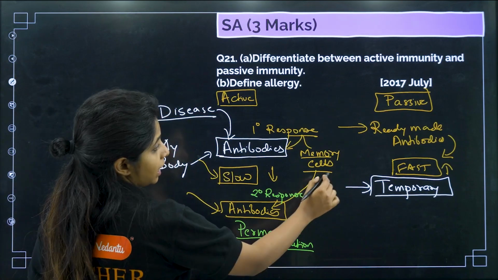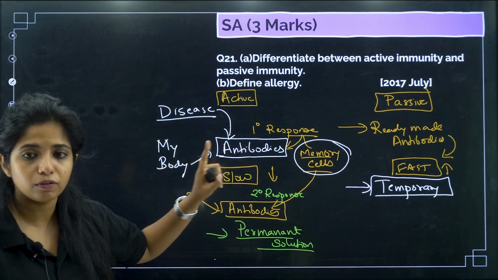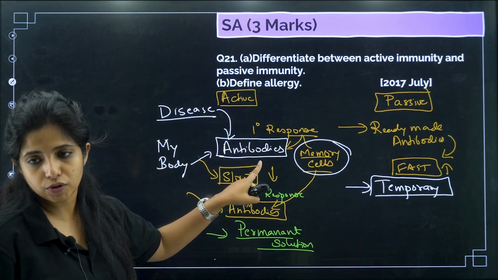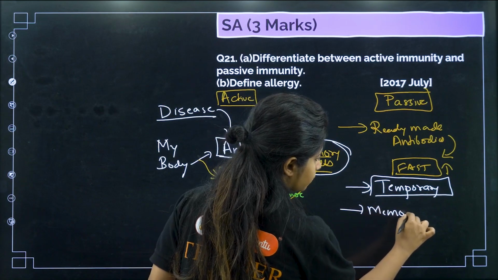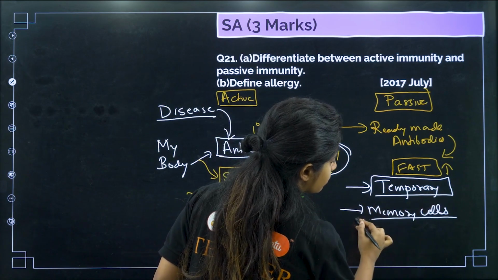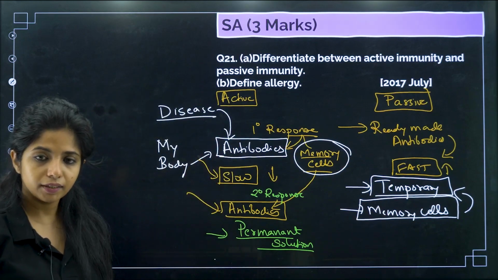And one more thing, as I said, memory cells are involved in active immunity. Memory cells are produced because our body is naturally producing them in the primary response, along with antibodies. Over here in passive immunity I would not have memory cells, which is why I won't be able to find antibodies later, which is why it is temporary. Got it? So let's read it.